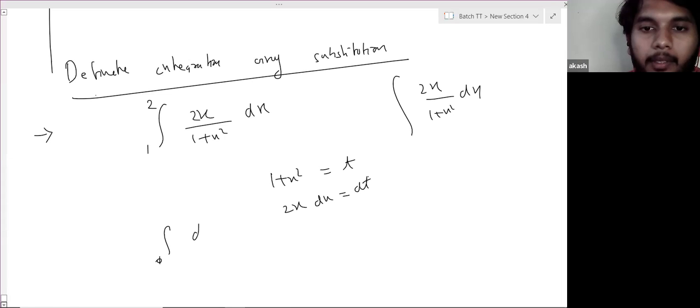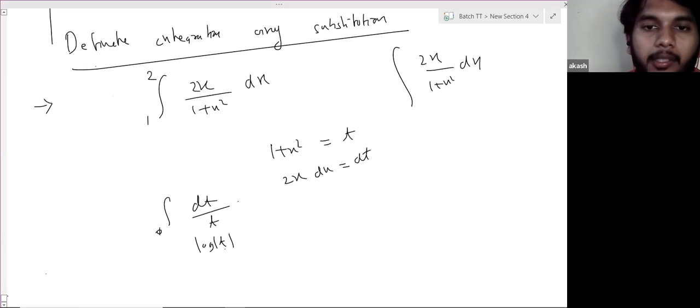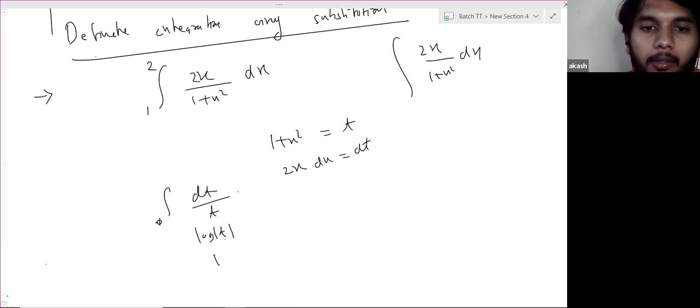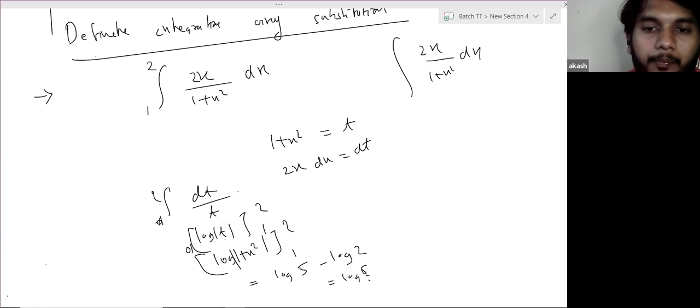So just replace. This is dt upon t. So this is log t, right? So if this is log t, then the value of t is 1 plus x squared. So log of 1 plus x squared, limits 1 to 2. So log of the upper limit first: 1 plus 2 squared is 5. And minus log of 1 plus 1 squared, which is 2. So log 5 by 2.